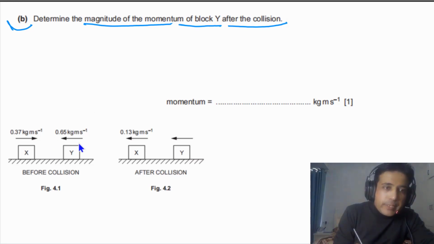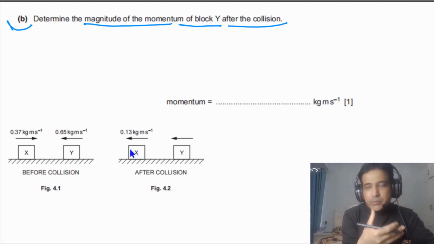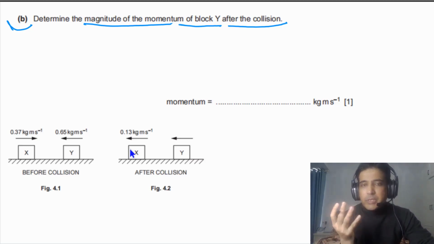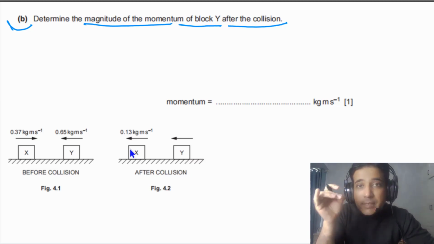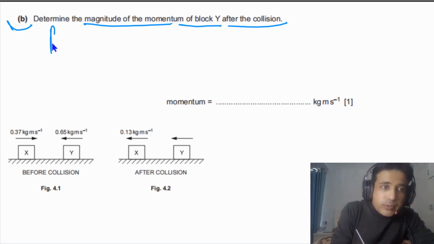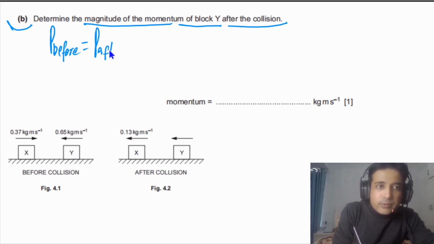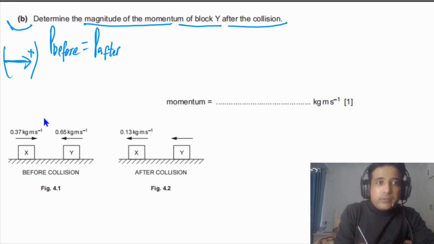Because we have momentum before collision, if we calculate momentum after collision, momentum before and after has to be the same, because in this case there is no net external force acting on the system. So simply you can use conservation of momentum in this case. Momentum before has to be equal to momentum after. But we have to be very clear that momentum is a vector quantity, so we have to take one direction as positive. In this case, we will take to the right as positive.